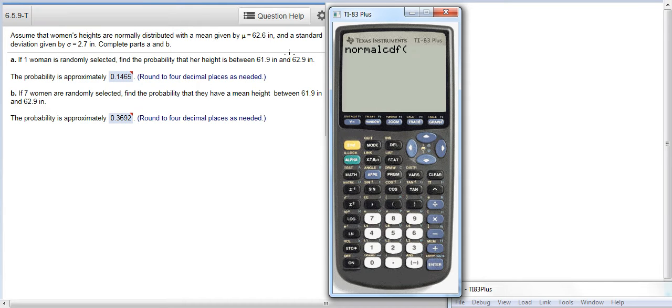And what you do is you put in the lower bound, the 61.9, comma, the upper bound, 62.9, comma, and then you put the mean, mu, 62.6, comma, and then the standard deviation of 2.7. And just like that, you get 0.1465, which is the correct answer here. And so that's the fastest way to get to this answer.